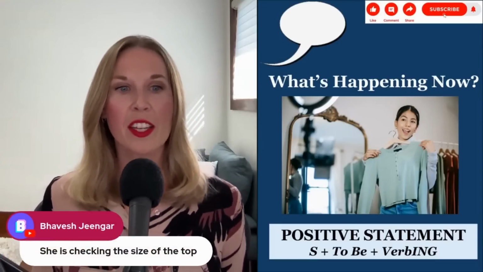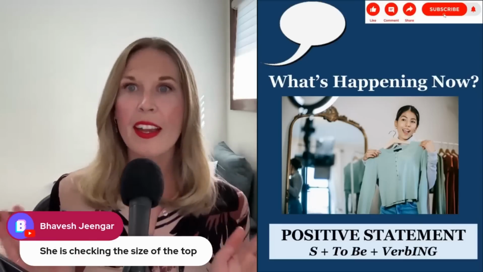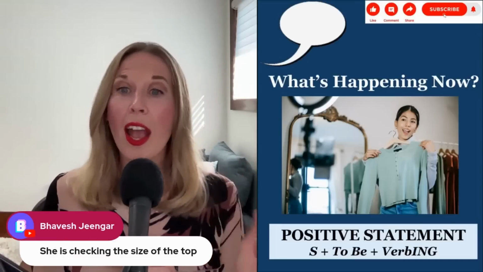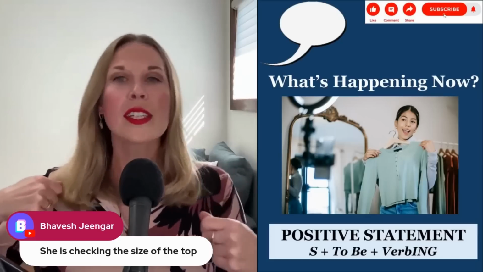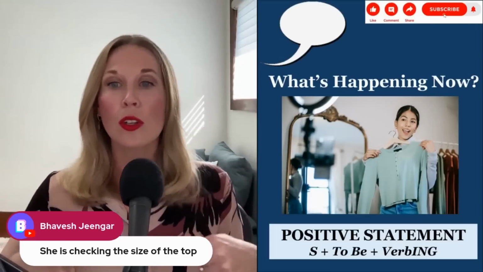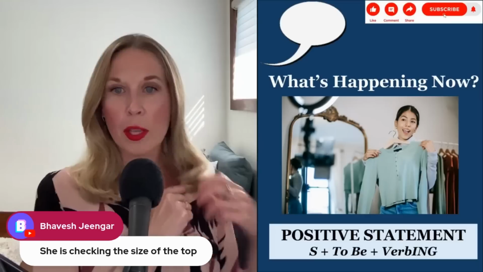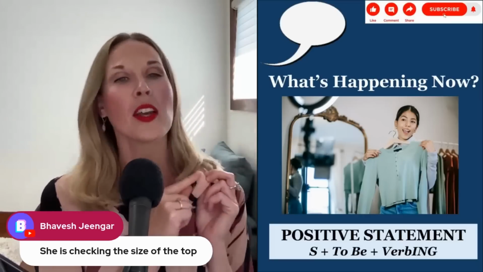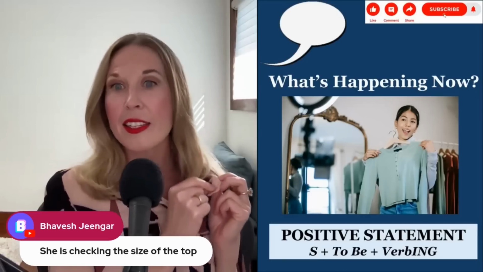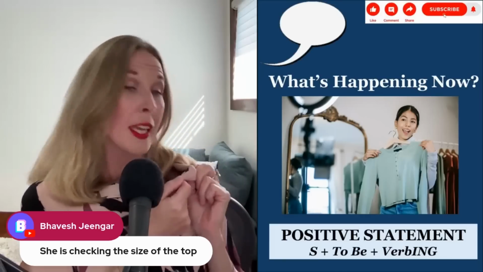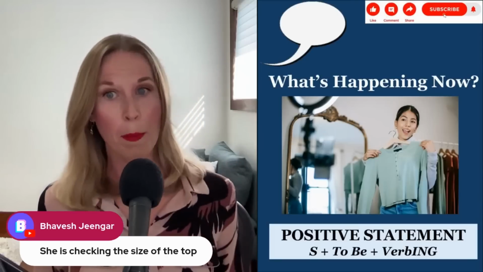Bavesh said she is checking the size of the top. Very nice sentence. So notice checking the size, because she's holding it up to her. Will this fit? I'm not sure. Let me check the size. Now, most shirts have a tag on them, usually at the back. And you can also check the size by looking at that tag. Oh, what size is this? Let me check the size of the top.